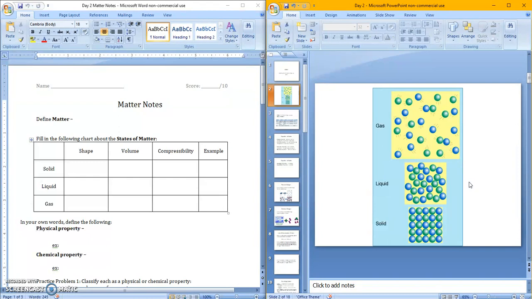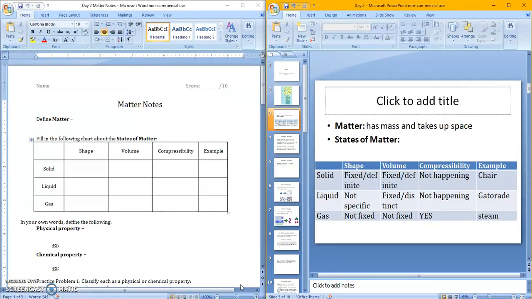So go ahead and take a moment and fill in an example for each of the solids, liquids, and gases. As a review, solids have a fixed shape, they have a fixed volume, and you cannot compress them. You can't force them any closer together because they're already like that. The example I used was a chair, but you can use any solid you want. A liquid doesn't have a specific shape, but it does have a distinct volume, right? 4 cups of orange juice is 4 cups of orange juice no matter where you put it.